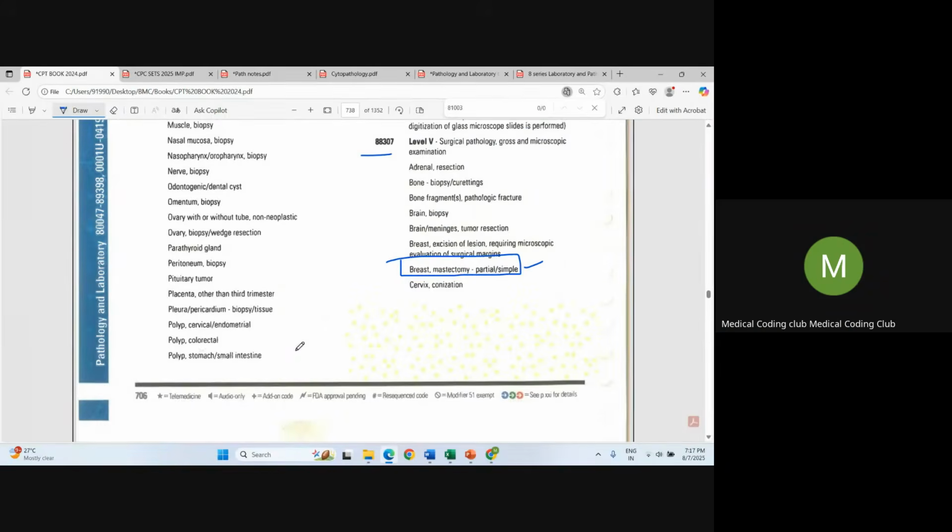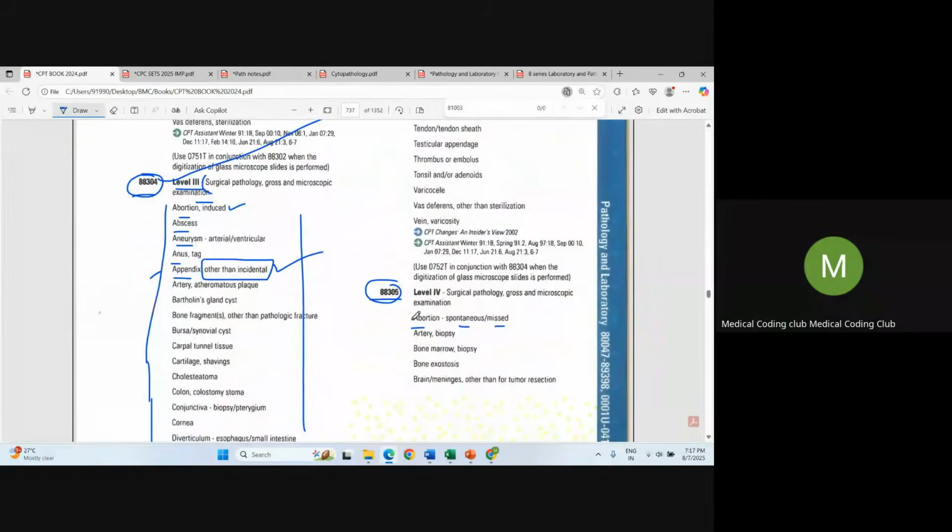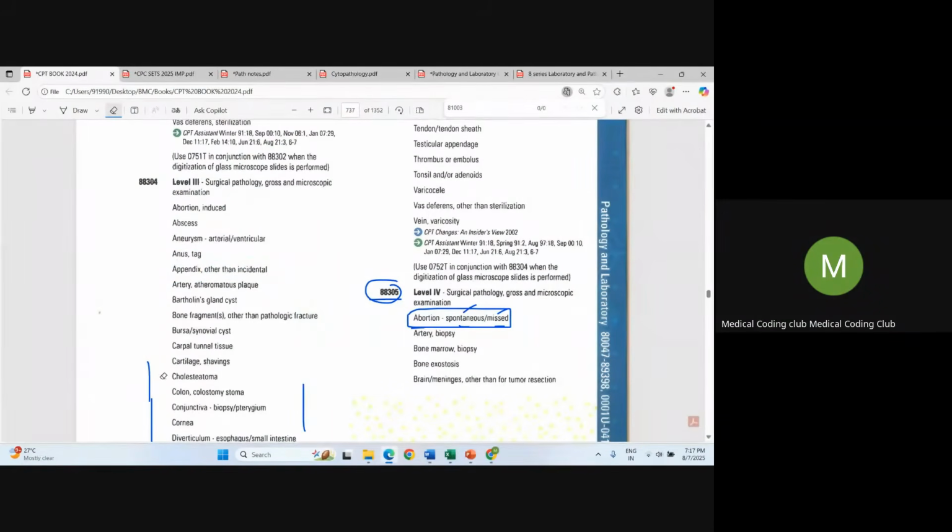One more example I'll show you. Under 88305, abortion, spontaneous or missed. So they have a sample which was aborted spontaneously or through a missed abortion. Then you have to give 88305 as your level. But in case it was an intentional abortion, where the provider himself removes the product of conception, it is abortion induced, 88304. Likewise, you have to check.